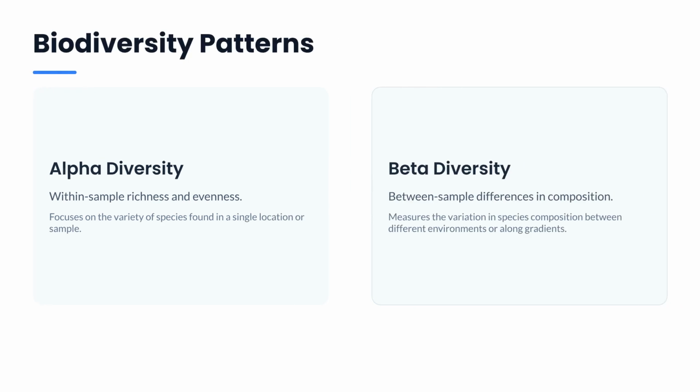We analyze 2 main biodiversity patterns. Alpha diversity examines within sample richness and evenness. Beta diversity measures the between-sample differences in species composition, which is crucial for ecological community analysis.